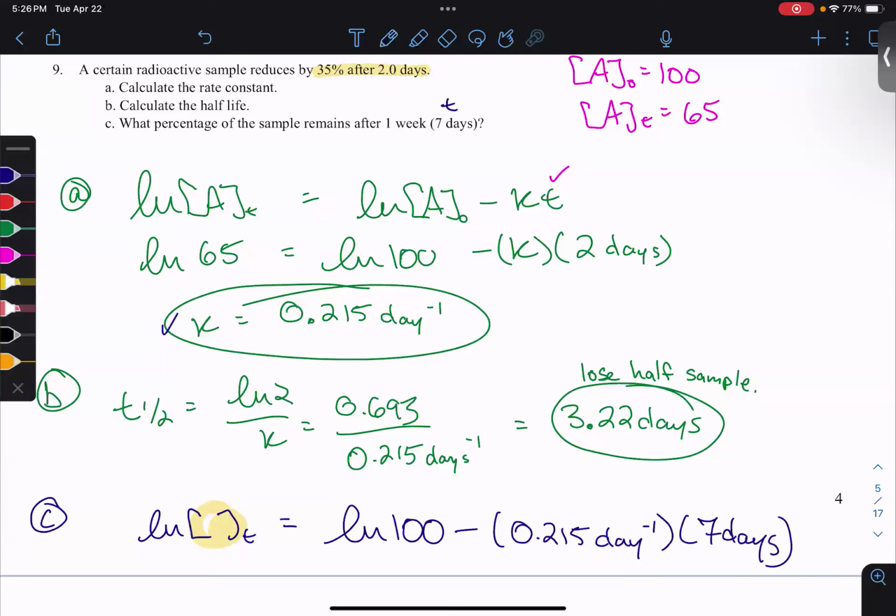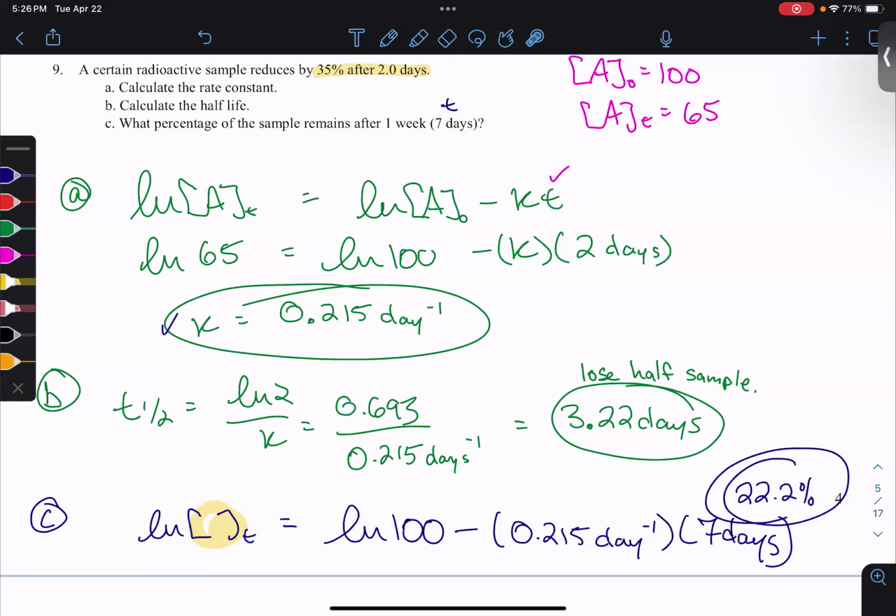All right, so we're just doing A again, but this time a different amount of days, figure out how much is left after that amount of time. And so we get, I think, 22.2% is left over, right? So it's a little bit more than 2 half-lives. Another way you can do it is calculate how many half-lives are in 7 days. But honestly, if you are just good with the integrated rate laws, then you don't even need to think about the half-life. Okay, good?